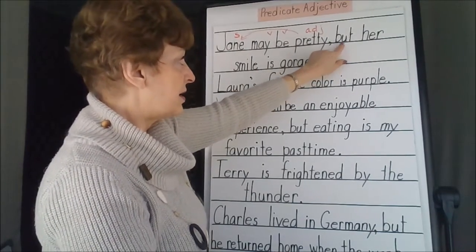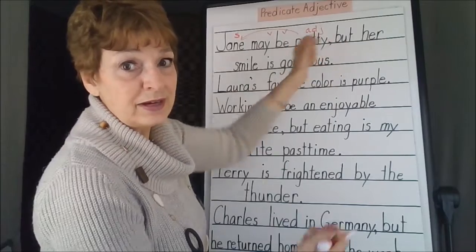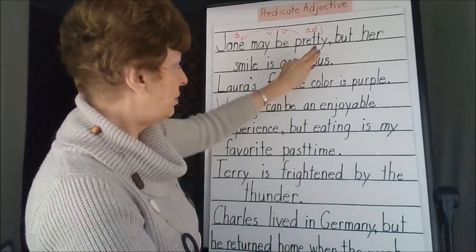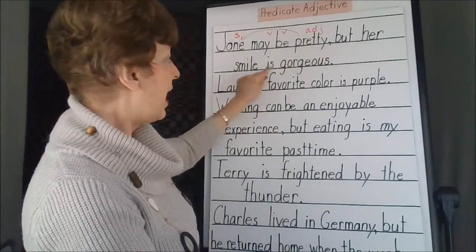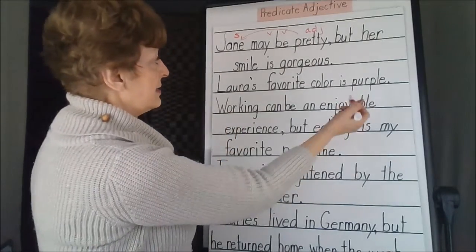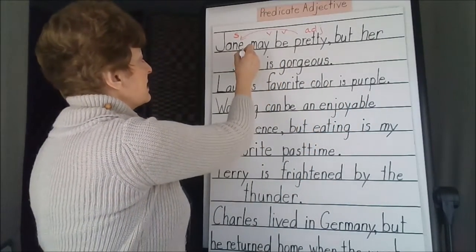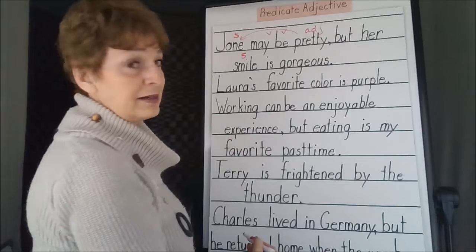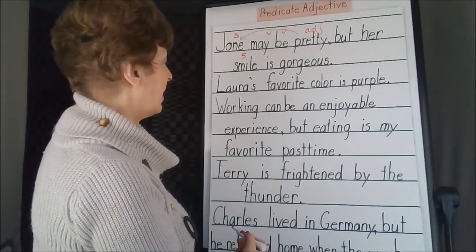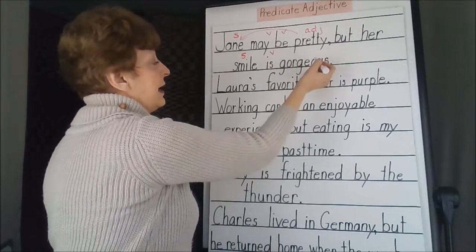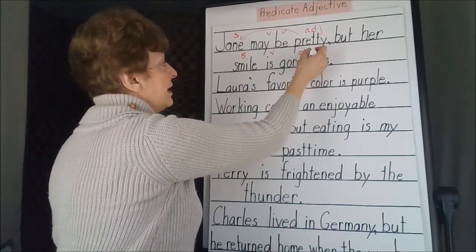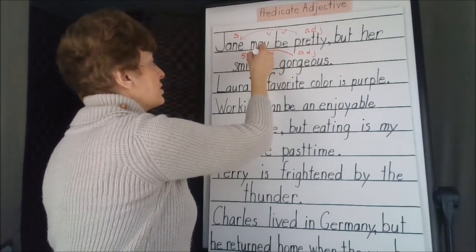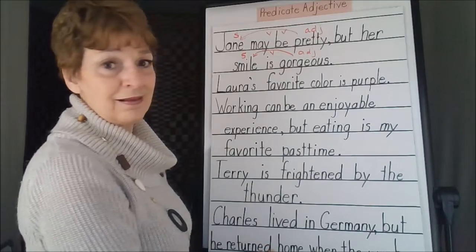But here is our connector. We have a conjunction that's joining two clauses. But her smile is gorgeous. And in this case, here we have smile as the subject of that independent clause, is, and here's another adjective that's this time describing Jane's smile.